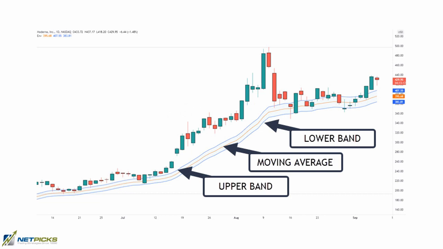Now, when you think about the word envelope, you would think that the price should be surrounded by the upper and lower bands. And in the stock chart of Moderna, I'm using a 3% band and a 20 EMA. You can see that's not the case. And we're going to talk about why that's the case later on.